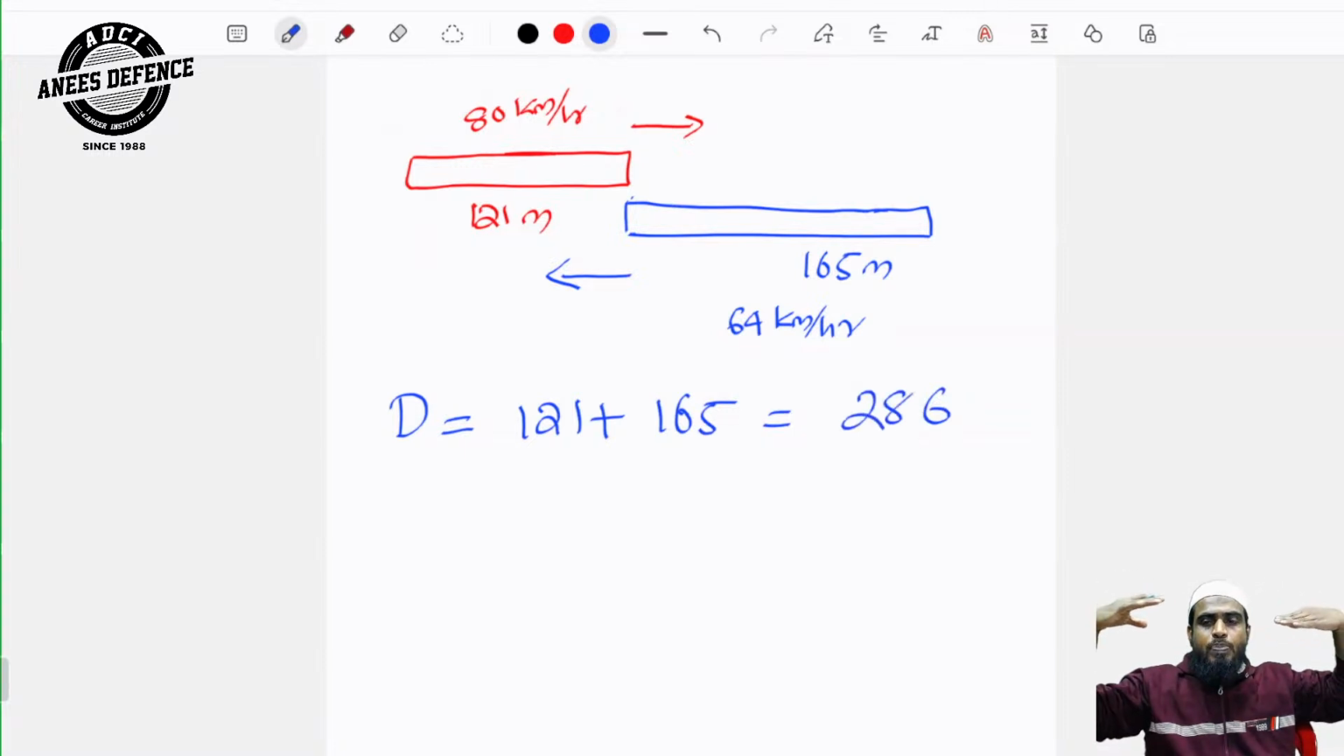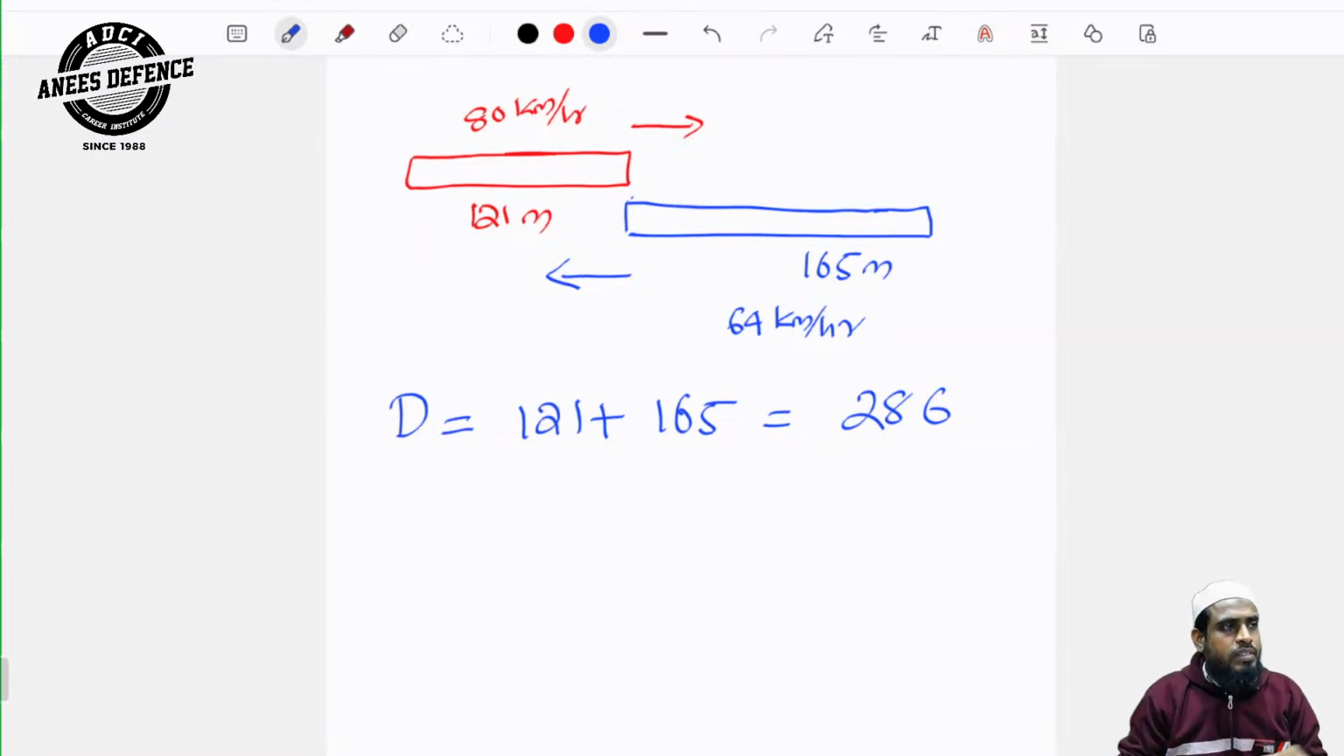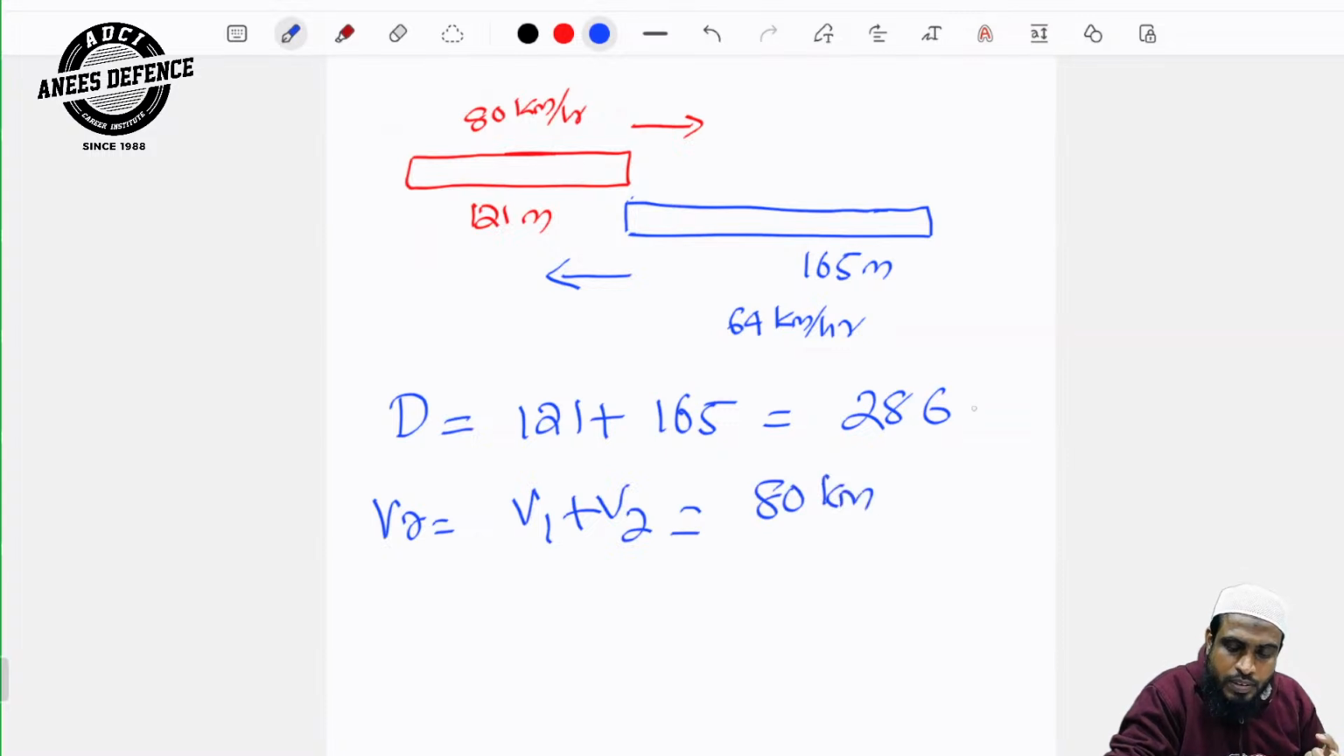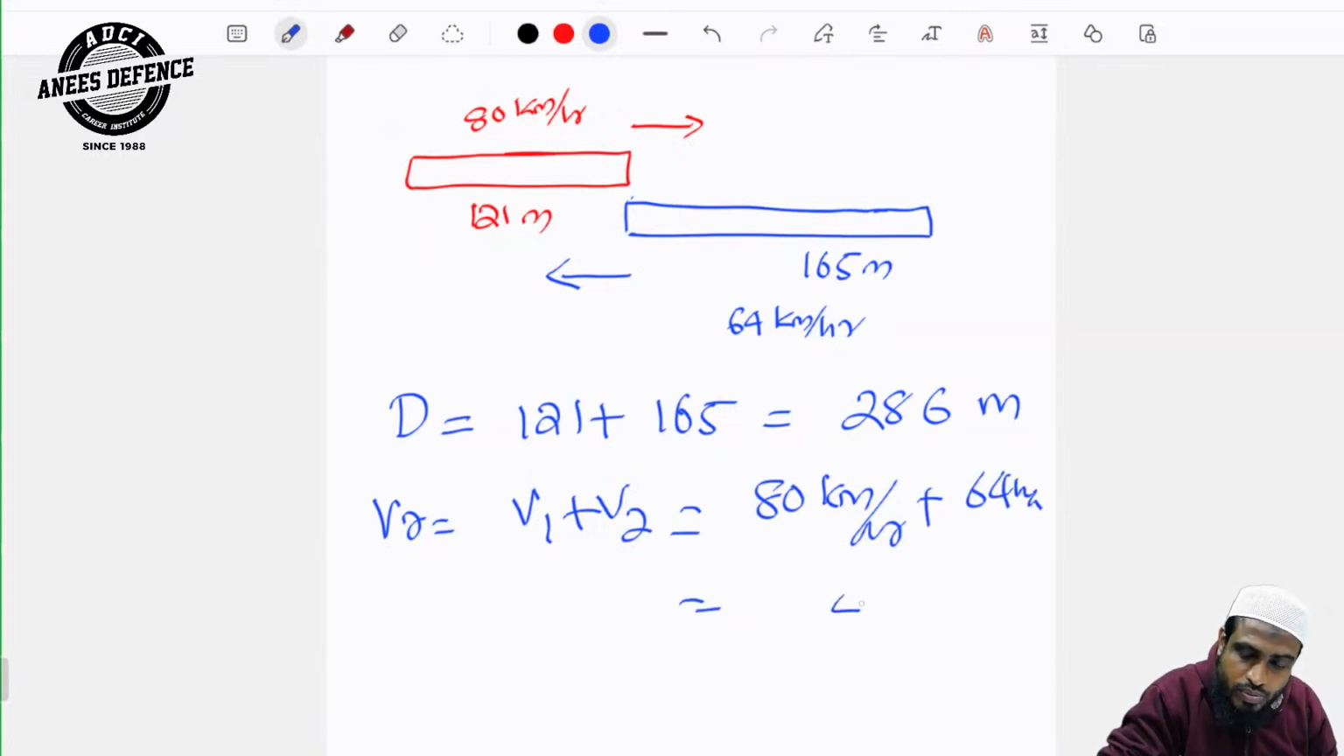If the trains are moving in opposite direction, they are moving away from each other in a very quick manner. That means the speed is more. So relative speed should be V1 plus V2. One is at 80 kilometer per hour and the other is 64 kilometer per hour. So the total is 80 plus 64, 144 kilometer per hour.